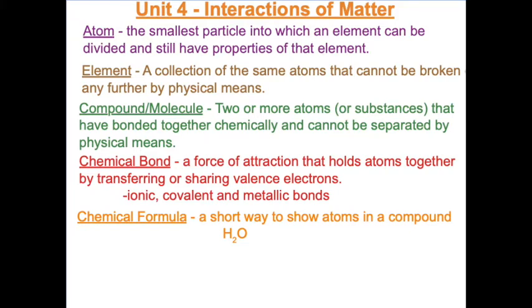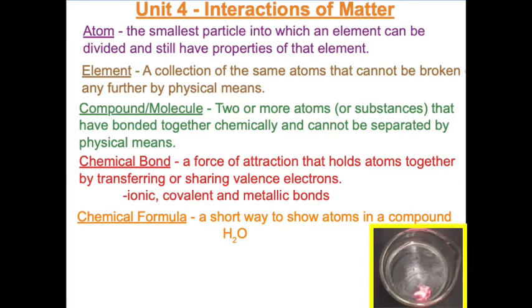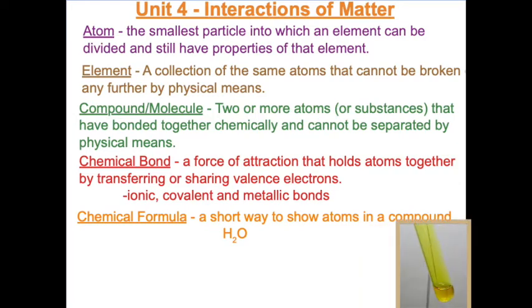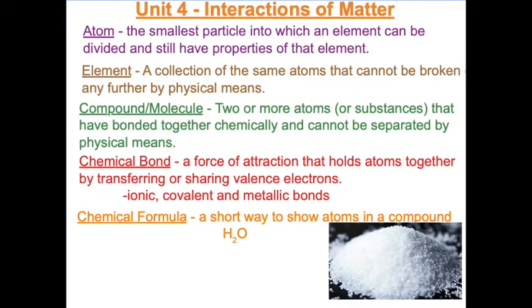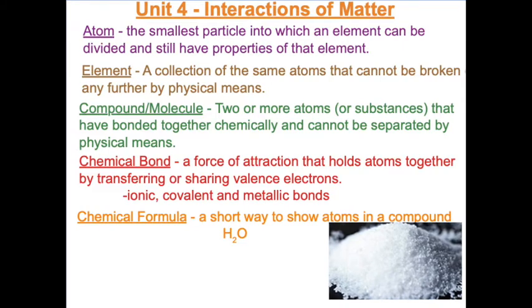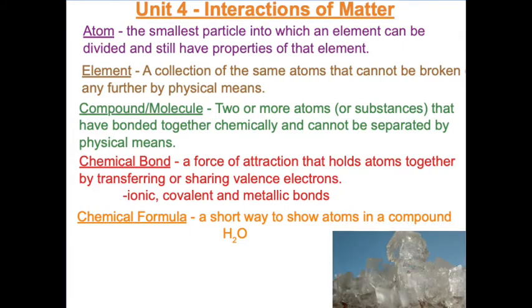For example, sodium is a soft metal that reacts violently with water. Chlorine is a poisonous gas, but they combine to make sodium chloride, which is salt. That is important for living things. The sodium chloride is made of sodium and chlorine, but has different properties.